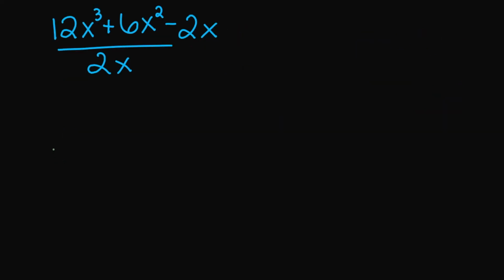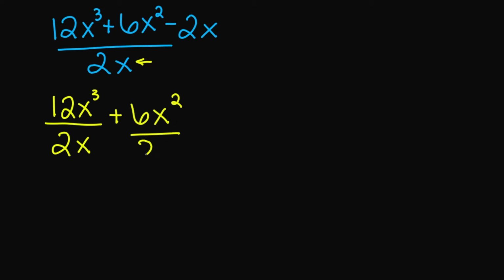So let's look at this example. We have a polynomial divided by a monomial. And the best way to divide this is to divide each term by the divisor. So we have 12x cubed divided by 2x plus 6x squared divided by 2x minus 2x divided by 2x. Now let's go ahead and simplify.